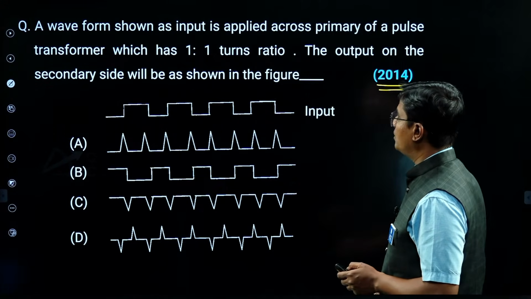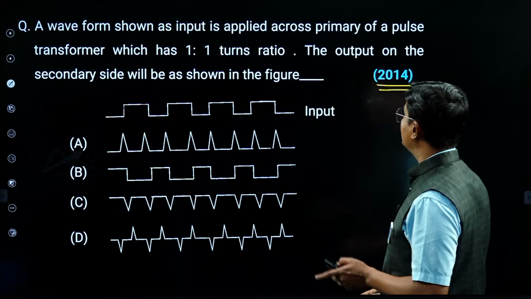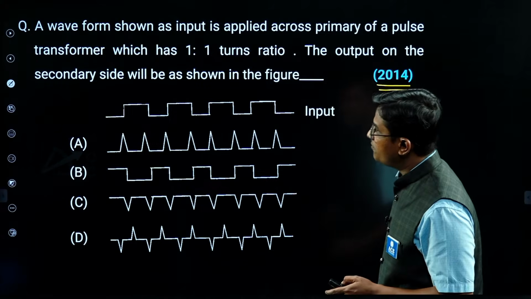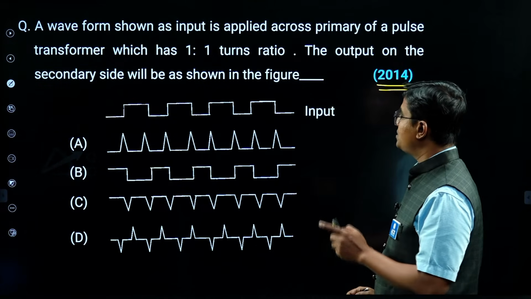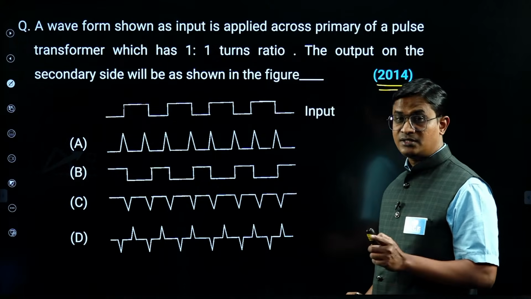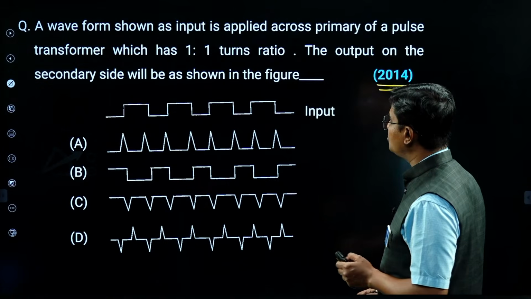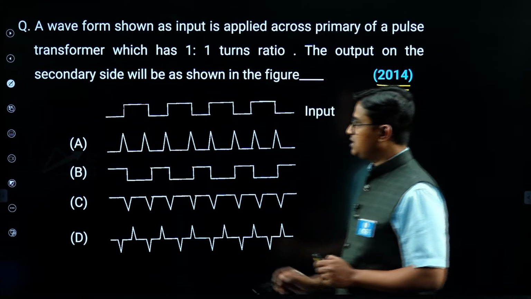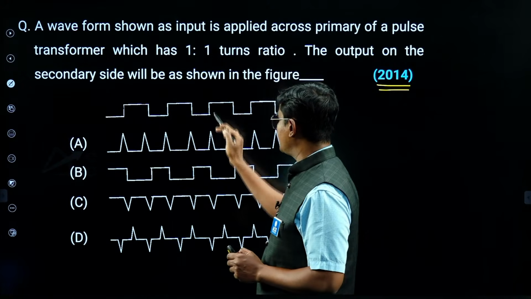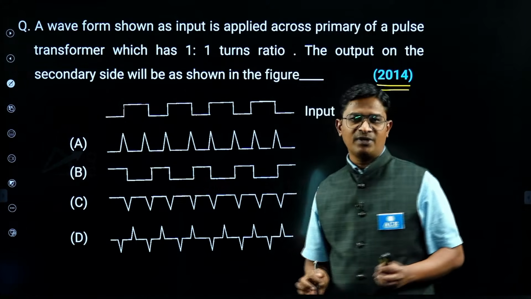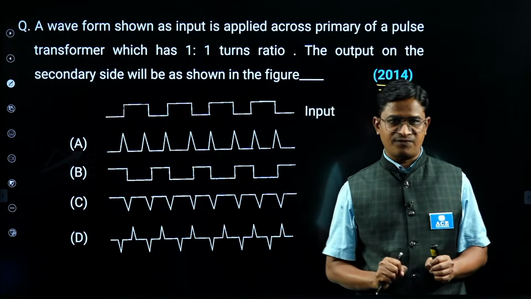A waveform shown as input is applied across the primary of a pulse transformer which has a 1:1 turns ratio. The output on the secondary side will be as shown in the figure. So this is the input voltage they have given, right? A pulse transformer is like a simple isolation type transformer.